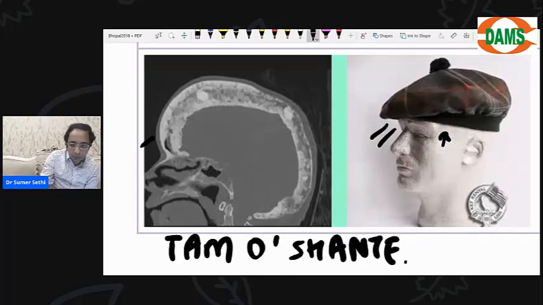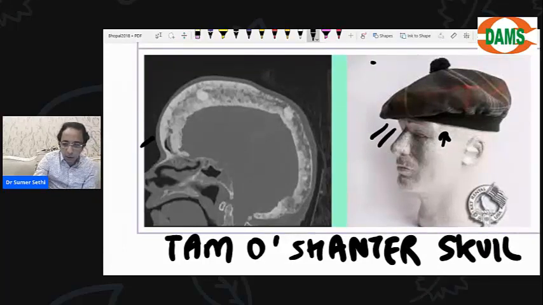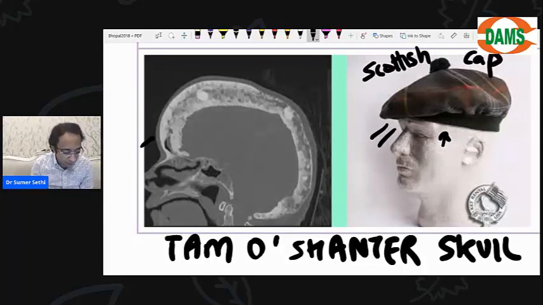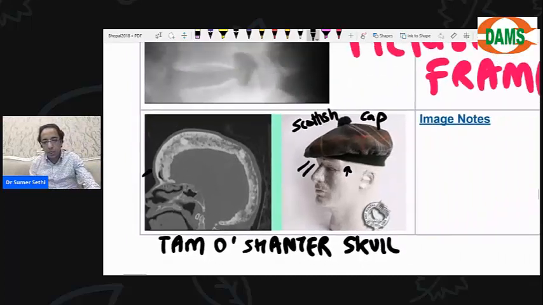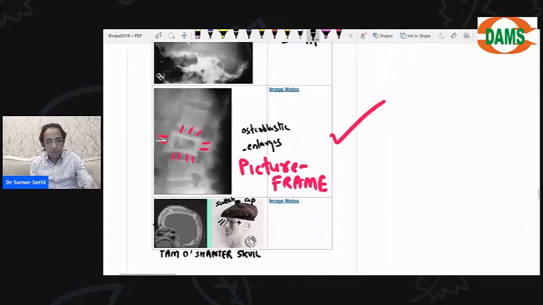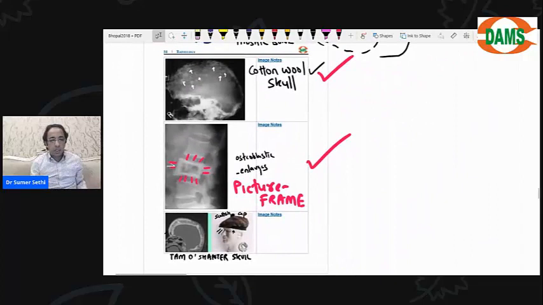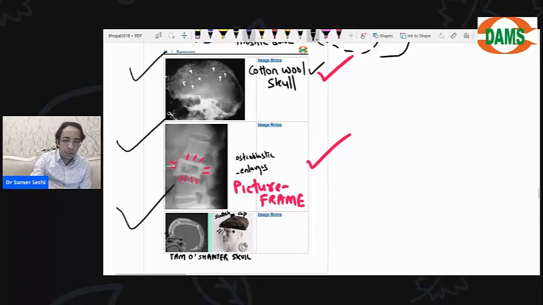So that is why this appearance is called tam o'shanter skull. What is tam o'shanter? Tam o'shanter is a Scottish cap which this man is wearing. So tam o'shanter skull is seen in Paget's disease. Are you clear with this much? Easy. So in this page, the only three pictures that I've shown you were pictures of Paget's disease.